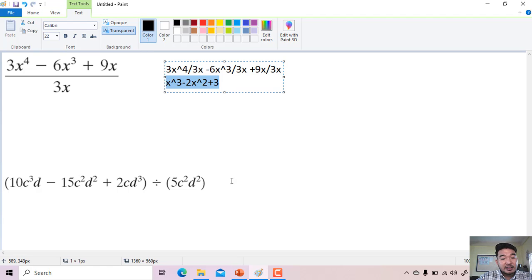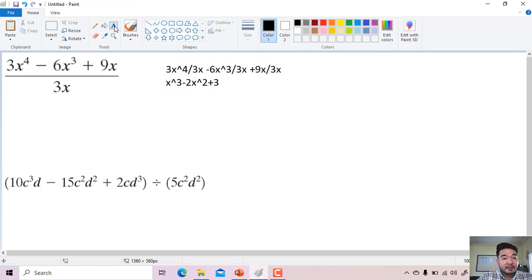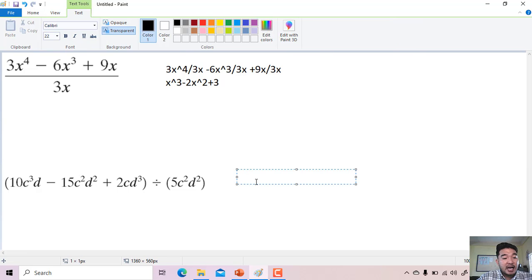Let us have another example here. The second one, we have 10c cubed d minus 15c squared d squared plus 2c d cubed divided by 5c squared d squared. So ganun lang din, iisa-isahin lang natin ito sa pagdi-divide. So huwag na natin isulat yung ganito, no? I-divide na natin ang direkta. So we will have 10c cubed d divided by 5c squared d squared.